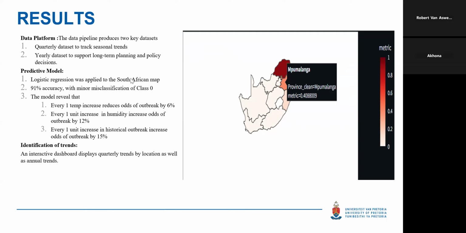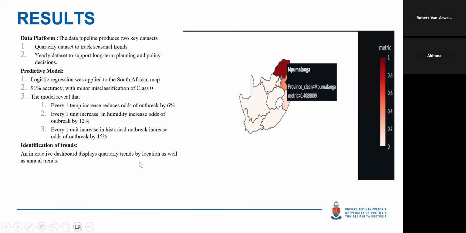Furthermore, the data platform hosts the predictive model. As previously said, it's a logistic model that was applied to the South African map, as you can see on the right-hand side. The model achieved 91% accuracy with a minor misclassification of class 0. And the model revealed that for every one unit temperature increase, the odds of an outbreak reduce by 6%, while for every 1 unit increase in humidity, the odds of an outbreak increase by 12%, and every 1 unit increase in historical outbreaks increases the odds of an outbreak by 15%.